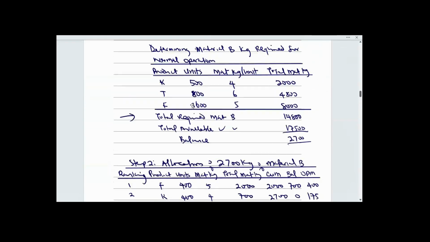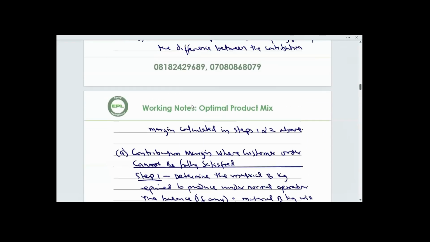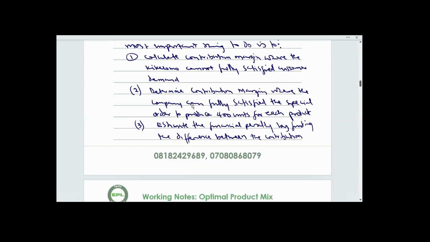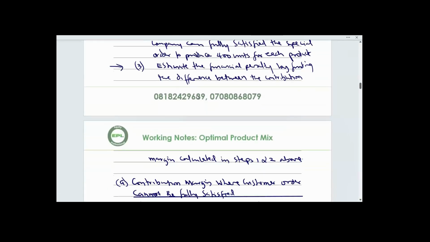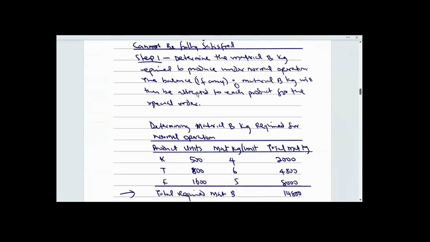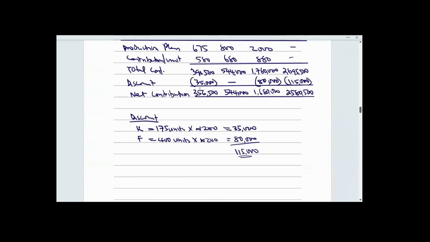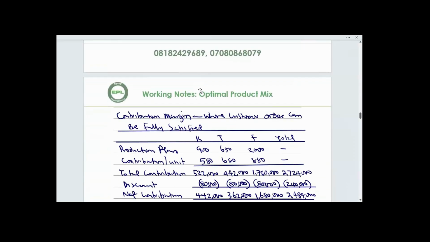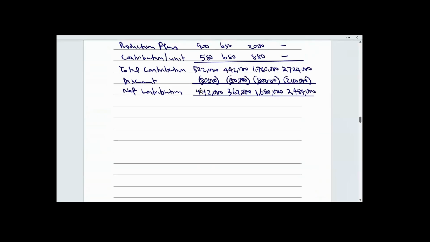Then step 3. Based on the original requirement, step 3 says you should calculate the financial penalty. So estimate the financial penalty by finding the difference between the contribution margin calculated in step 1 and 2. This question is supposed to carry more than the marks allocated. So the examiner is not fair.